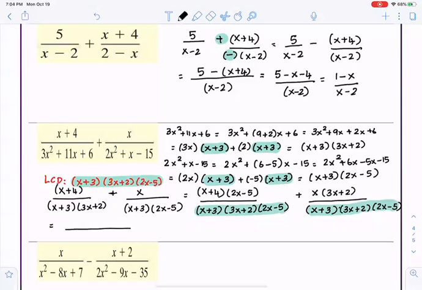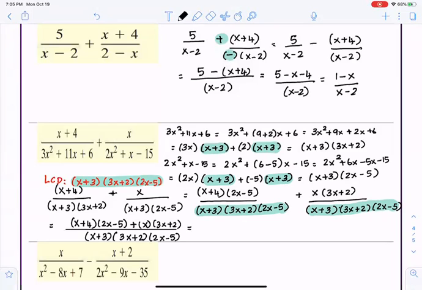I could put the common denominator that I have, which is x plus 3 times 3x plus 2 times 2x minus 5, and combine the numerators, which would simply be x plus 4 times 2x minus 5 plus x times 3x plus 2. It is always a good idea to distribute and try to simplify, because things might get cancelled.